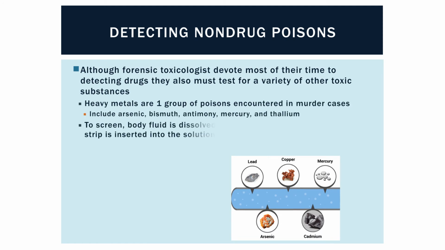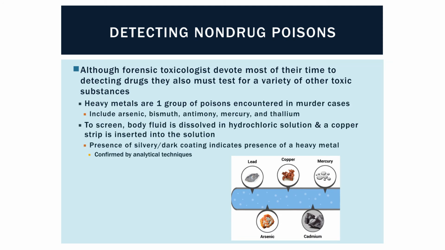It is not only the toxicologist's job to identify drugs, quote unquote drugs per se, or alcohol, although most of their time is devoted to that. They also have to verify other toxic substances. Heavy metals are one group of poisons that are encountered in murder cases. These include things like arsenic, mercury, thallium.